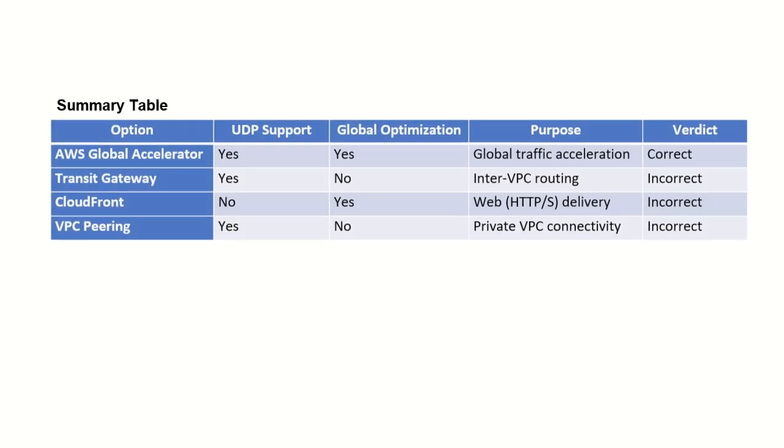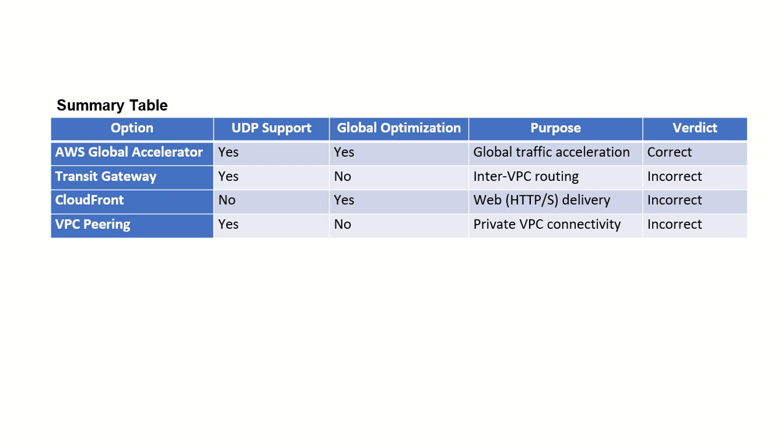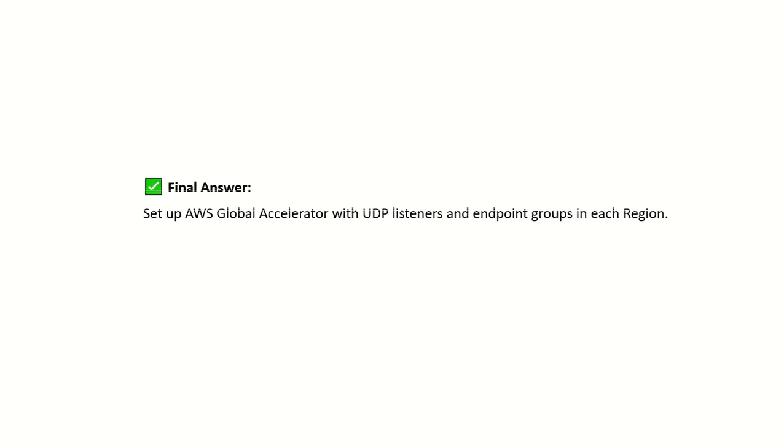So you can see the summary table here. AWS Global Accelerator supports UDP, global optimization, and its purpose is global traffic acceleration. So this is the correct one. So the final answer, set up AWS Global Accelerator with UDP listeners and endpoint group in each region.